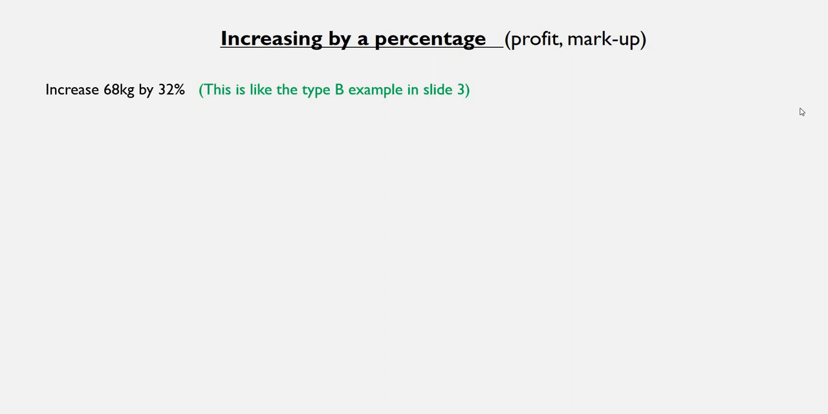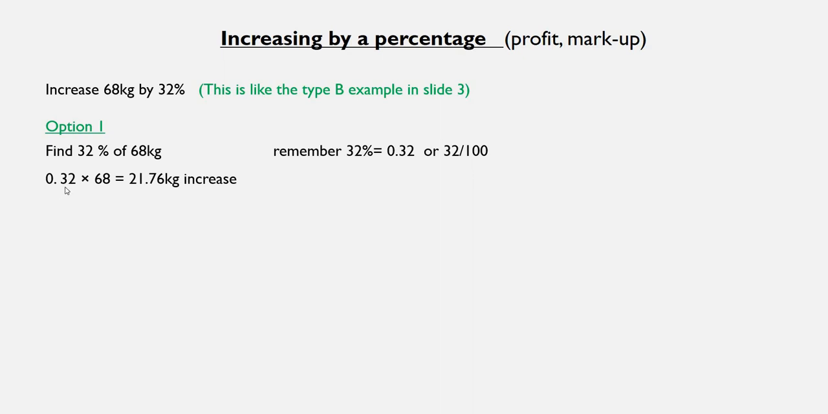Now, it's like our type B example where my answer is going to be in kilograms. I've been given the percentage, but my answer is going to be in kilograms. So option 1 is I can find 32% of 68 kilograms. And remember, 32% is 0.32, because percent means divide it by 100. So I just go 0.32, multiply it by 68, and that gives me 21.76 kilograms.